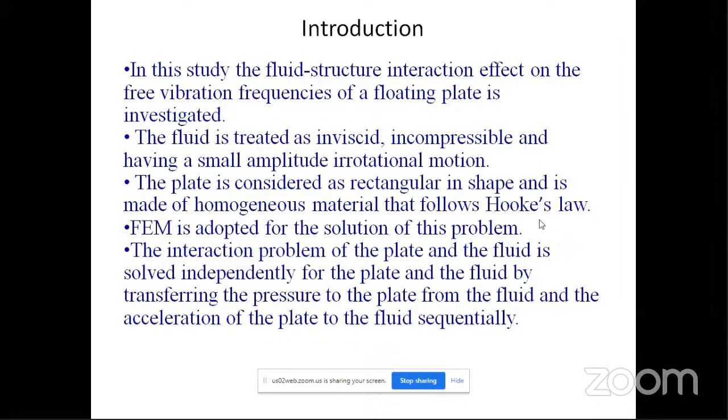Okay, so here we will see about such type of problem. Now to begin with, we'll assume that the fluid is inviscid, that is, the viscosity of the fluid we are not considering at the beginning. Compressibility of the fluid we are also not considering at the beginning, that is, the fluid is inviscid, incompressible, and having small amplitude irrotational motion. Is it clear?